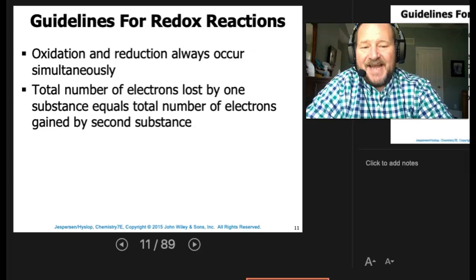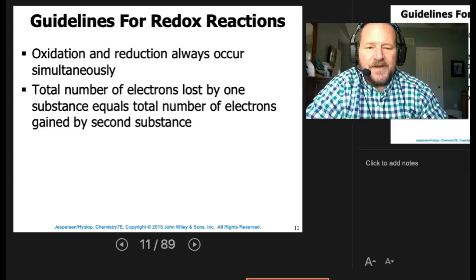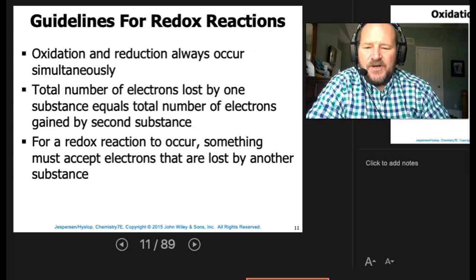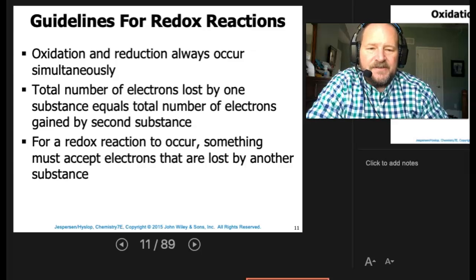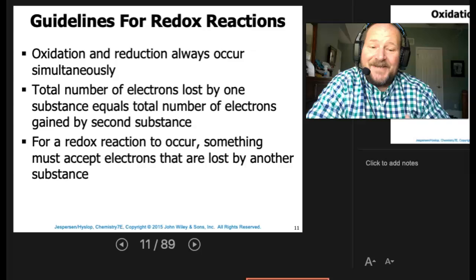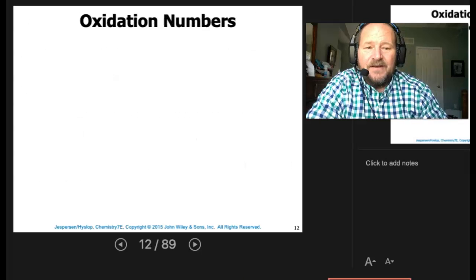Okay, so if I lose 10 electrons, somebody has to gain 10 electrons. That's just the way it is. We can't have free electrons floating around. For a redox reaction to occur, something must accept the electrons that are lost by another substance. So if we don't have a species there that can accept the electrons, then the oxidizing agent can't release its electrons, right?